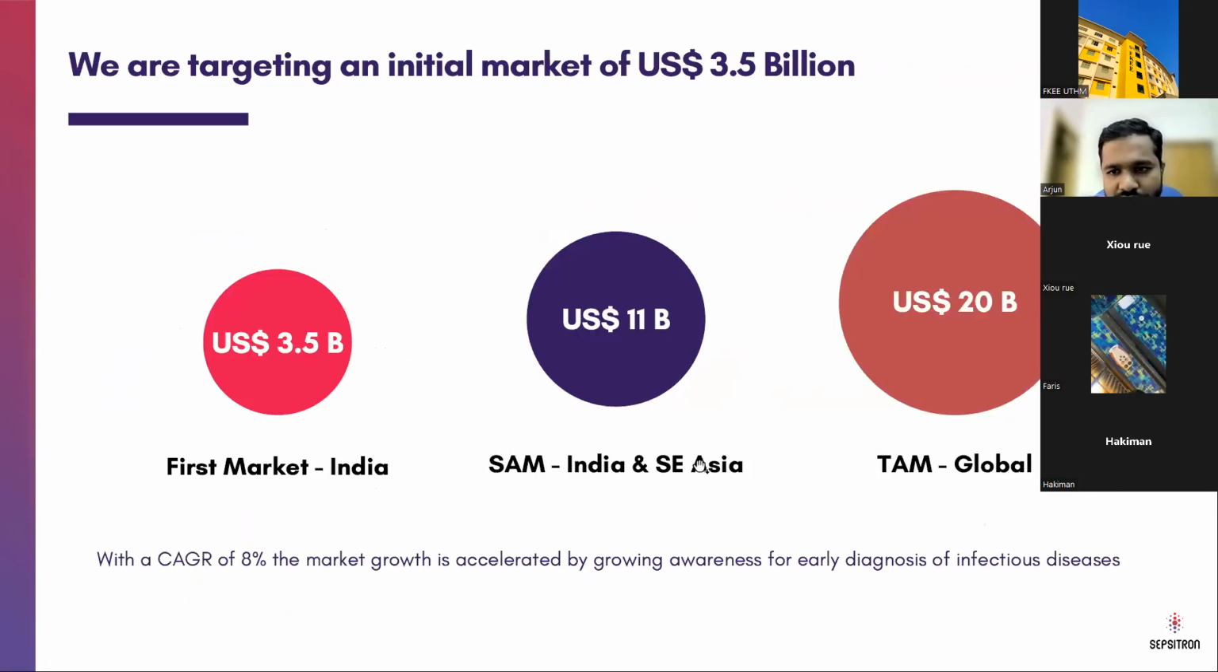And then this is the market size. Coming to the question that the professor asked, how big is big? The company that I was building was targeting a market size of $20 billion, which is the total available market of the entire world. Subdividing it into the serviceable accessible market, which is India and Southeast Asia, it is $11 billion. And then the first target market that we were targeting is India, which is a $3.5 billion market.